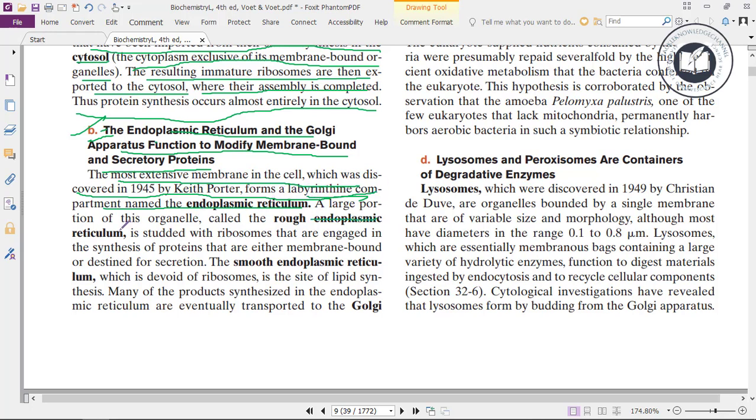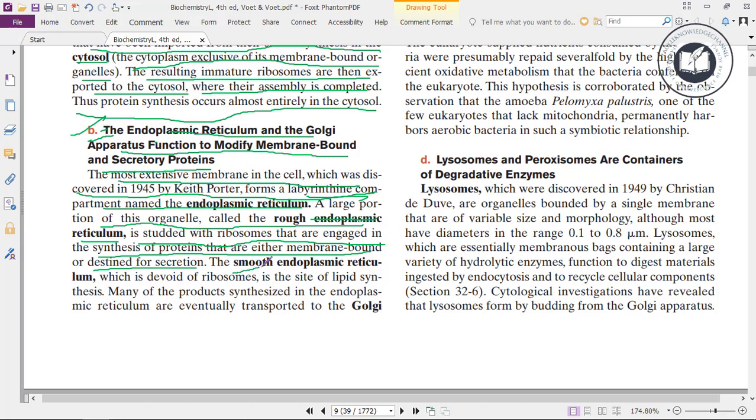A large portion of this organelle is called the rough endoplasmic reticulum, which is studded with ribosomes that are engaged in the synthesis of proteins that are either membrane bound or destined for secretion. Because it is studded with ribosomes, it is known as the rough endoplasmic reticulum. These small ribosomes present on it are engaged in the synthesis of proteins that are either membrane bound or destined for secretion.